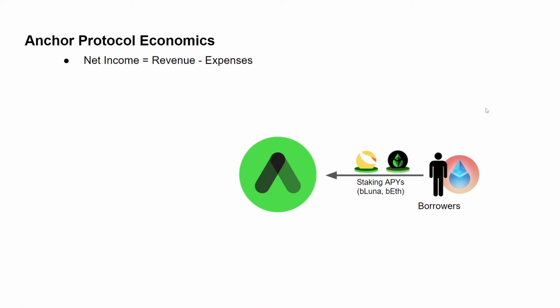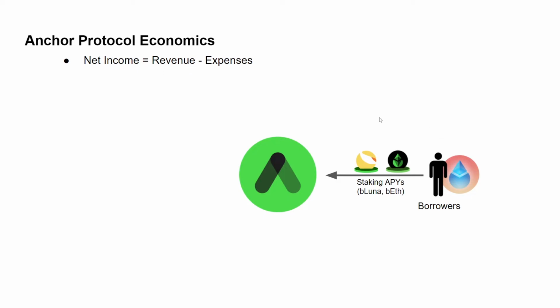Okay, so now I just wanted to explain how the revenue and the expenses are going in and out of the Anchor protocol and how that goes to calculate the net income. So the net income equation is very simple. It equals the revenue minus the expenses. As long as the net income is positive, then the protocol is a sustainable one. And if the net income is negative, then it is not sustainable. So let's go through the revenue sources first.